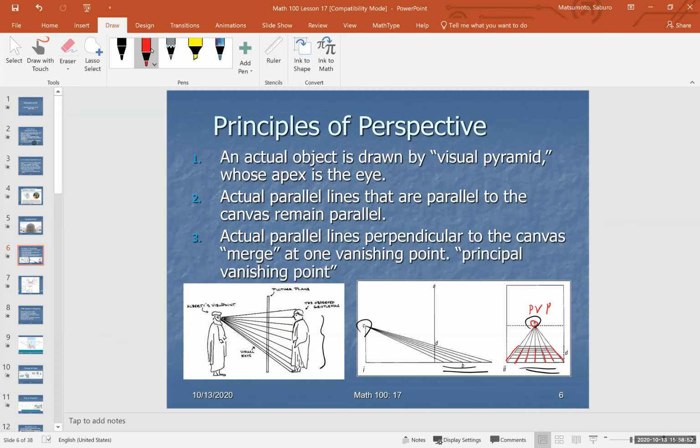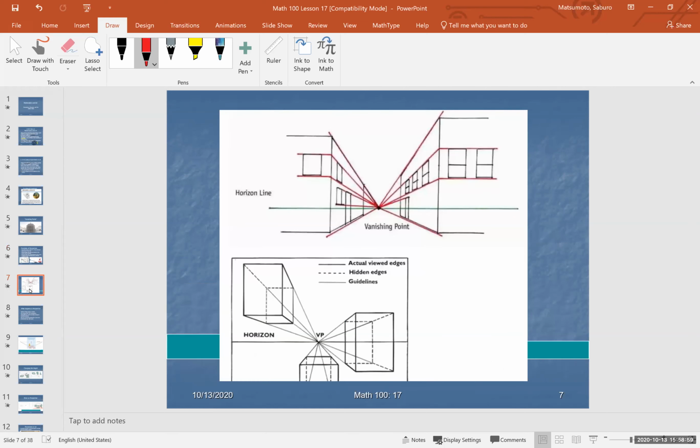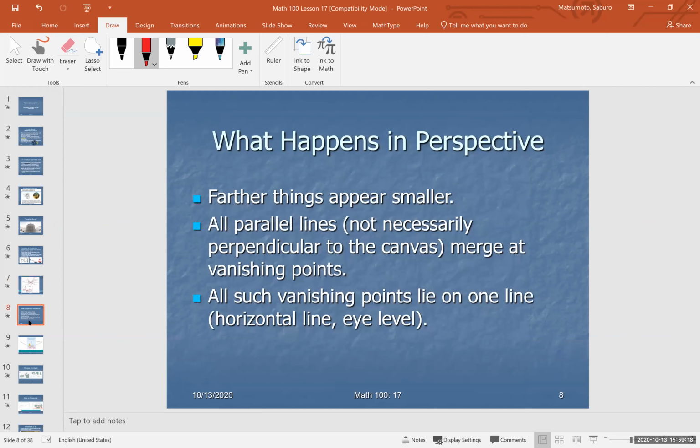Maybe you need a ruler, but you need to be able to do a drawing like this for your practice. Same thing here, you have a vanishing point, and this is sort of typical when you do a drafting or architect drawing. You also see a vanishing point here where all these lines, parallel in real life but perpendicular to the canvas, will all meet at that one single point. Okay, so these are called the properties or laws of perspective.